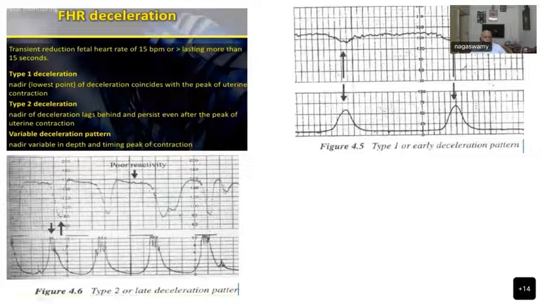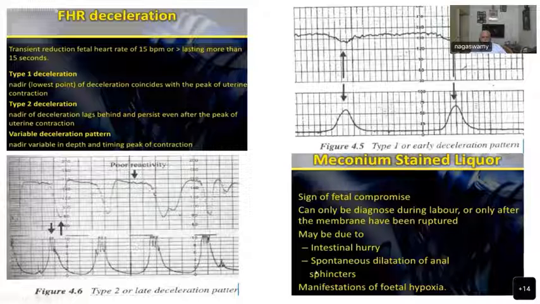Then type 2, here you see the uterus has already started contracting. This black arrow is showing that it is contracting and trying to relax, but the heart rate dipping is continuing even beyond that. After the uterus contraction is over and it has started to relax, the heart rate decrease is still continuing. This is called the late deceleration. This is an indicator of persistent hypoxia, and the variable will be occurring in between.